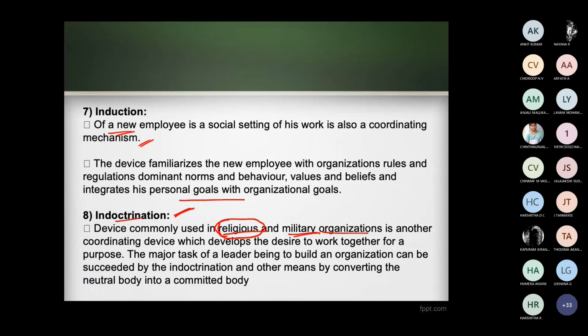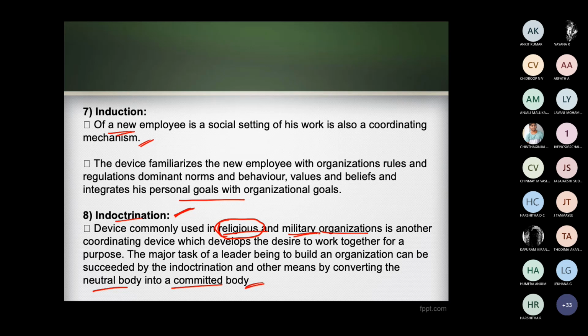A major task of a leader in building an organization can be achieved by indoctrination and other means, by converting a neutral body into a committed body. Certain people, for example in military organizations, are a neutral body, that is, a person who is not able to fit for anything. You have to convert that person into a committed person who works very well for the military organization. Or take religious people who are into only one religion; you can convert them. You can tell them that religion is not important, and discuss with the groups.